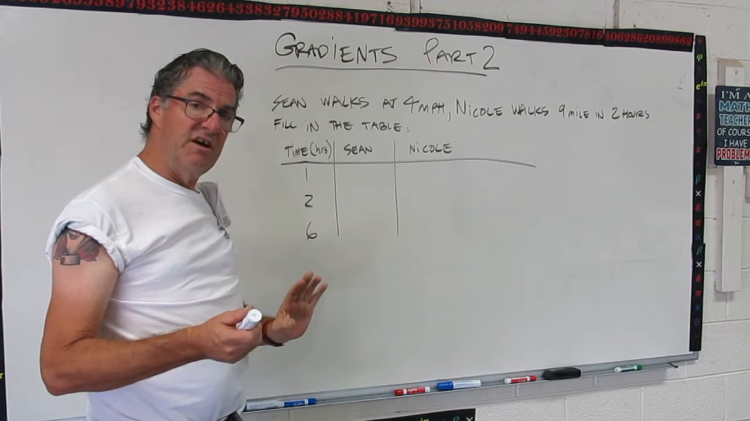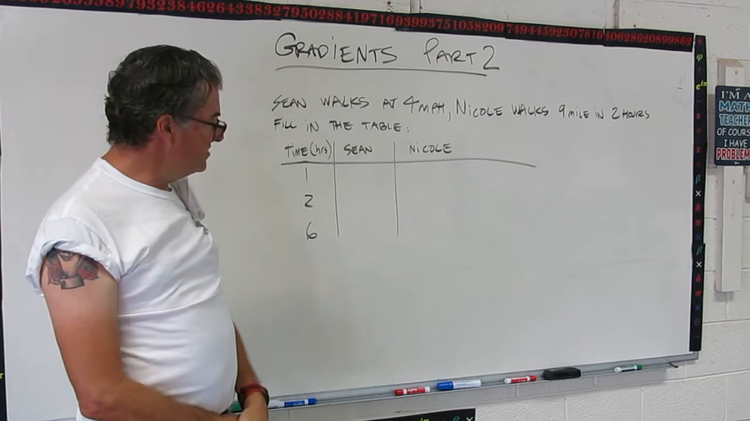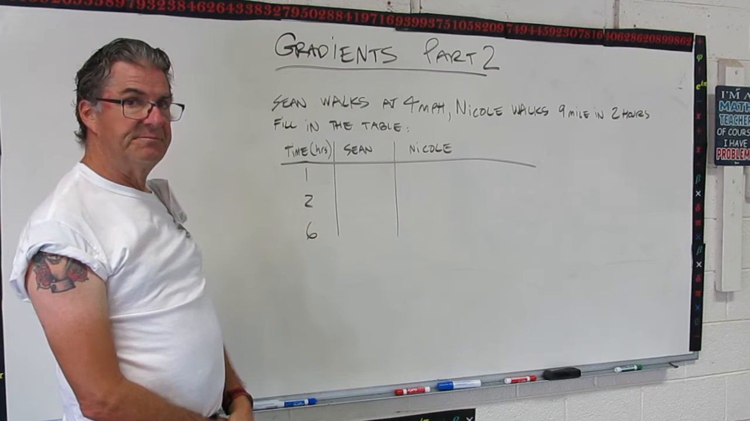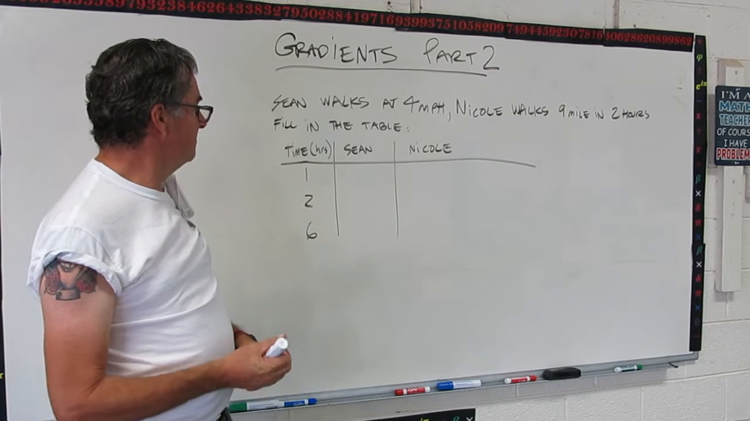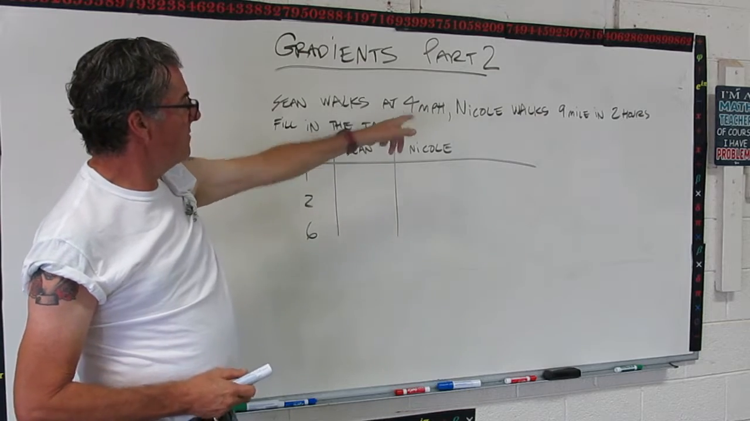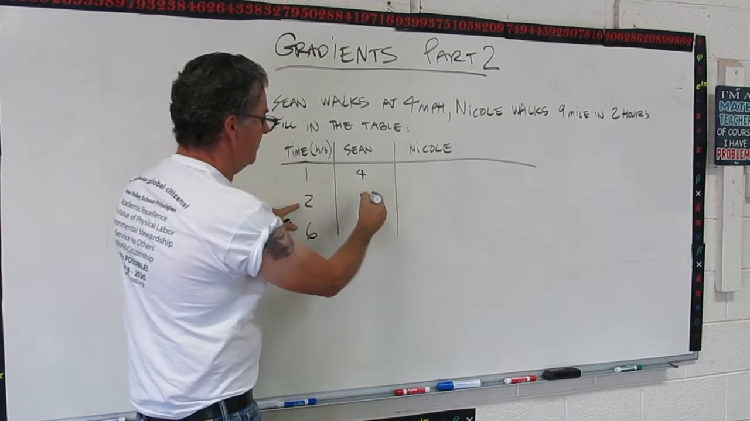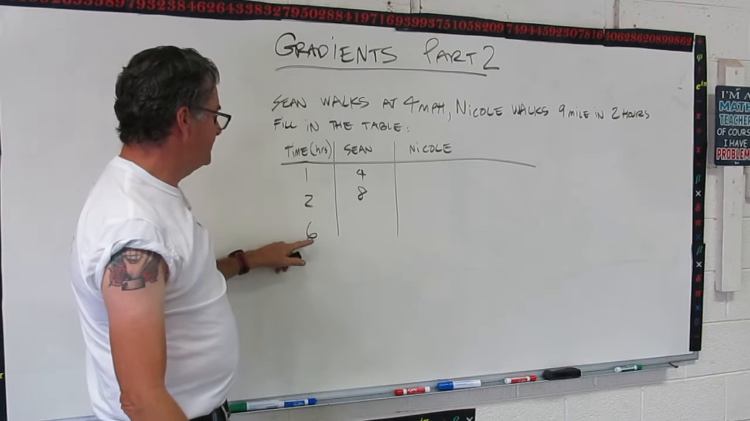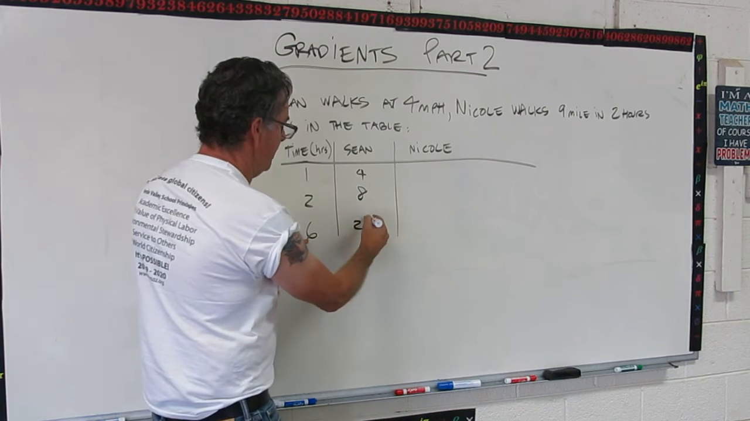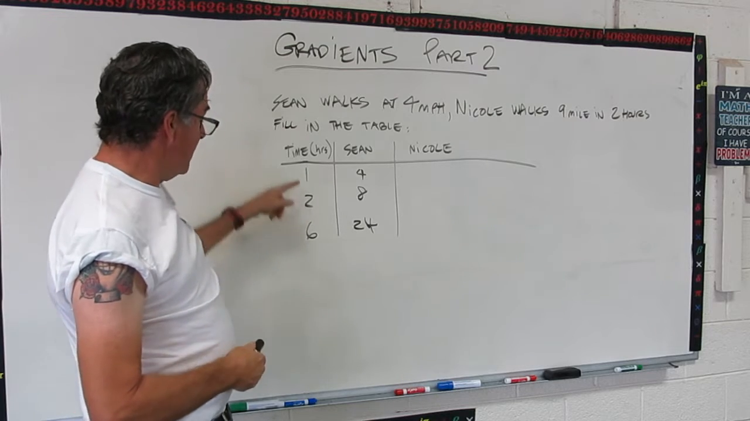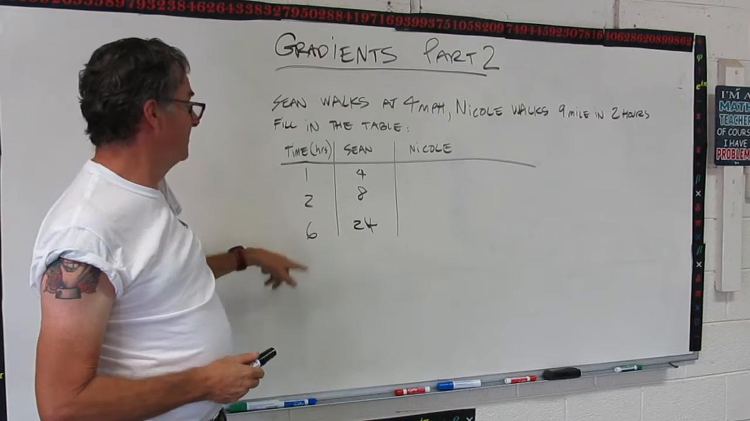So pause the video and put your head to this and figure out what goes in the table. There's 6 values there. Okay, let's see how you did. Sean walks 4 miles an hour. So in 1 hour, he's going to go 4 miles. In 2 hours, he's going to go 8 miles. And in 6 hours, he's going to go 24 miles. Okay, it's just 4 miles an hour times however many hours he goes.